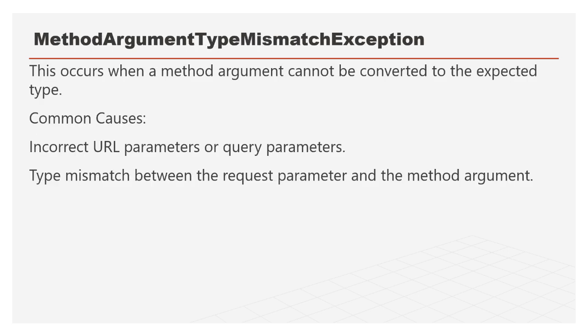Next, MethodArgumentTypeMismatchException. Now this is one of the most common exceptions. This occurs when your method argument is not able to be converted to the expected type. The method is written with a certain type, but when you pass the argument, it is not able to convert it. It might be because of incorrect URL parameters or incorrect query parameters. Second, there might be a type mismatch between the request parameter and the method arguments. So this also is one of the most common issues.